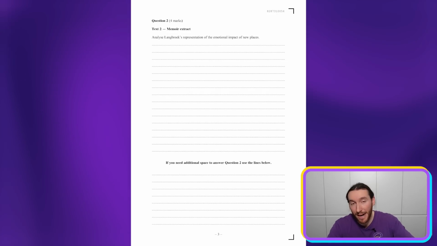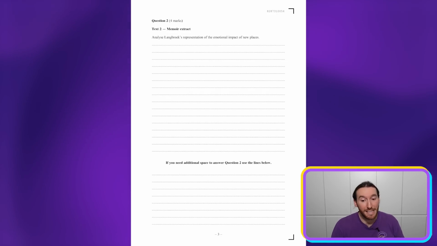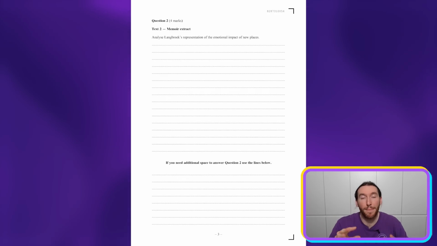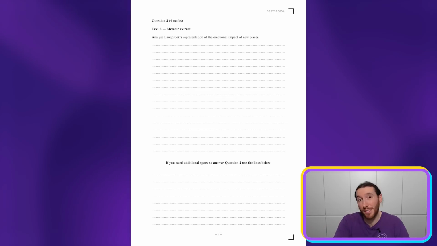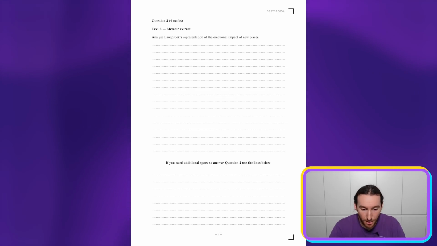Is it a significant impact? What type of emotion is evoked by that new place? We need to go into all of that detail. How, why, so what type? Answer those mini questions, expand on those key words so that we can actually give a specific answer. So emotional impact, new places, keyword in that question.